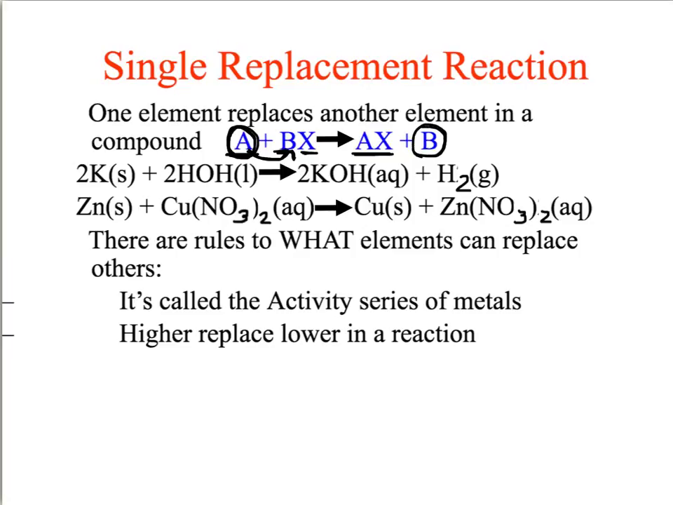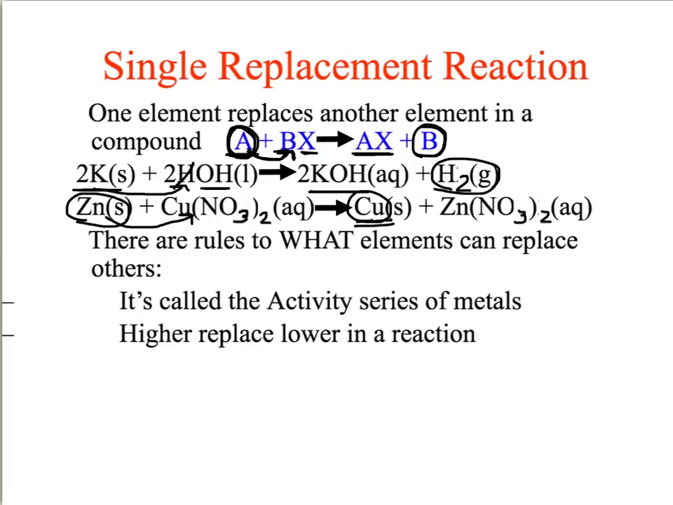And here's 2 examples. Potassium steals away hydroxide from hydrogen. Now the potassium is with the hydroxide and hydrogen's by itself. Notice you always end up with one element kicking out another. Here's another one. Zinc comes in, steals nitrate away from copper, and now copper's by itself.